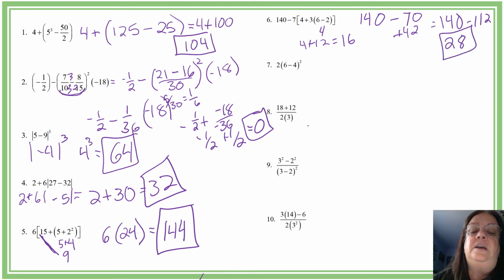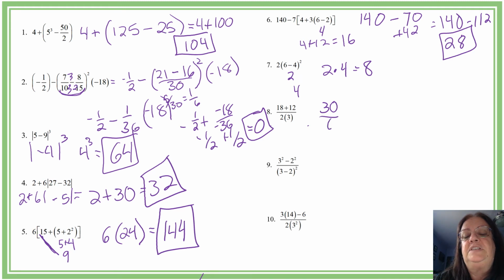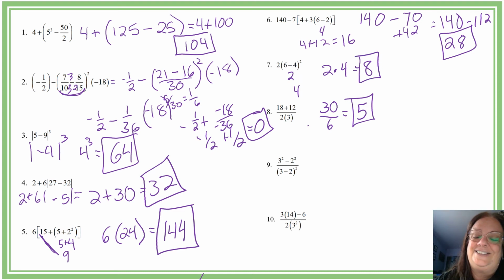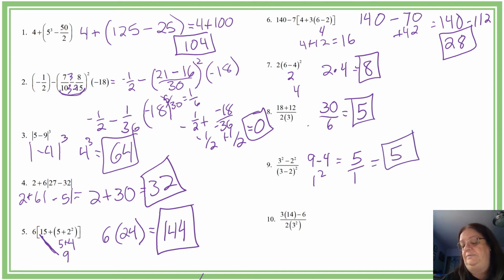There we go. All right, 6 minus 4 is 2, squared is 4. I have 2 times 4, which is 8. Well, that was easy. 18 plus 12 is 30. 2 times 3 is 6. Well, there are 5 6s in 30. All right, 3 squared. So I have 9 minus 2 squared is 4, which is equal to 5. Down below, I have 3 minus 2. Well, that's 1 squared, which is 1. So my answer is 5.